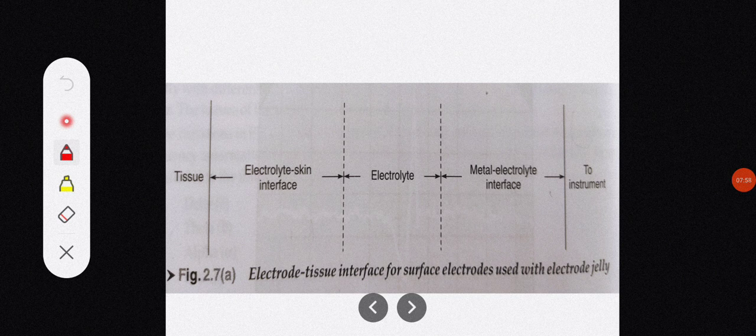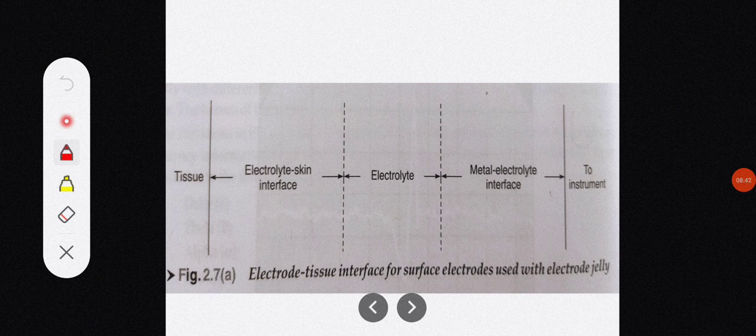For putting the electrodes over the human body for measurement purposes, or for converting the bioelectric potentials into electrical form, we cannot put electrodes directly over the body. We need an electrolyte gel. We apply the electrolyte gel over the body, and then we put the electrodes over that gel. I hope it is clear that surface electrodes cannot be used alone over the body; we need an electrolyte gel.